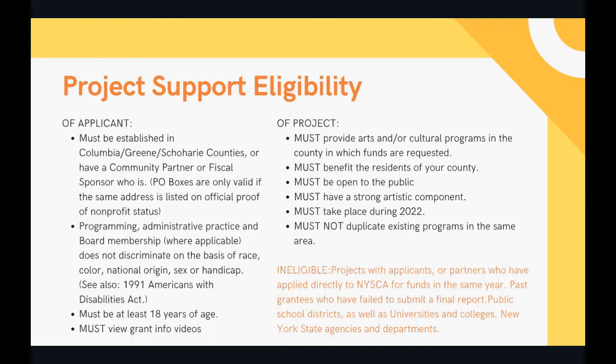Those who are ineligible for this funding are projects with applicants or partners who have applied directly to NYSCA for funds in the same year. The funds that support this grant program are the same funds that NYSCA provides directly from them, so there can't be any overlapping projects in this funding program. Also ineligible are past grantees who have failed to submit a final report, and then also public school districts, universities, colleges, New York State agencies and departments are all ineligible to apply for this funding.